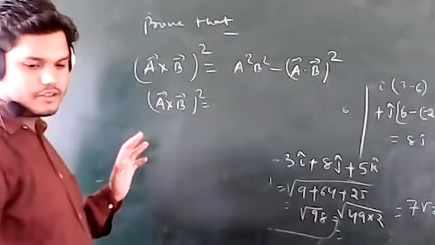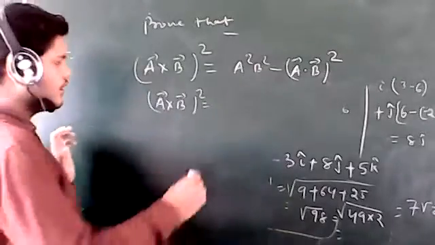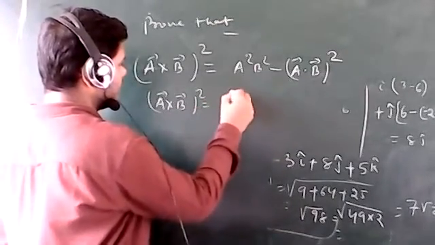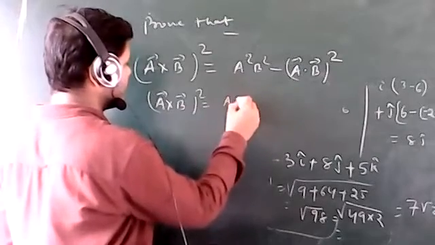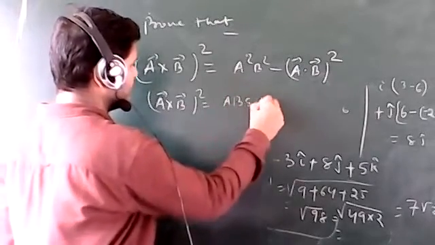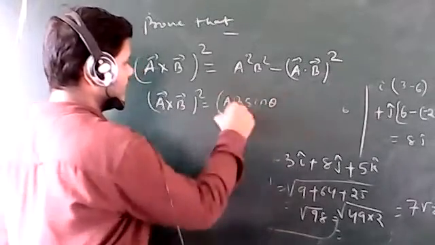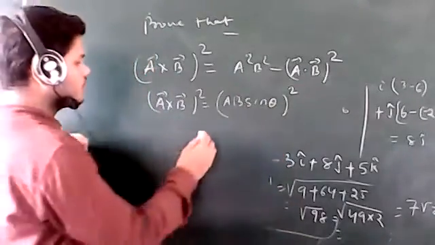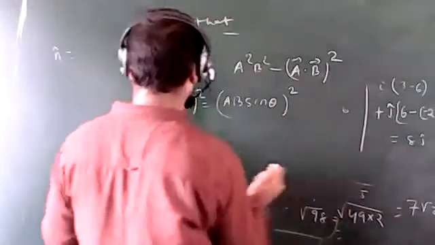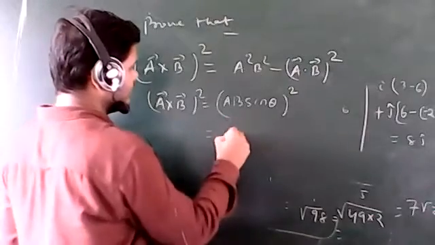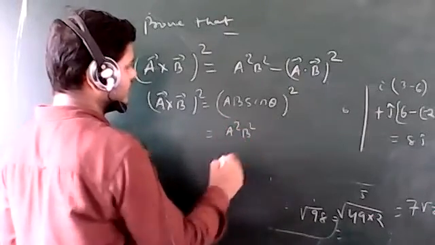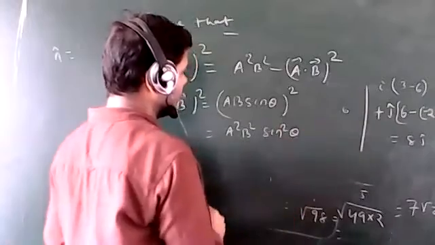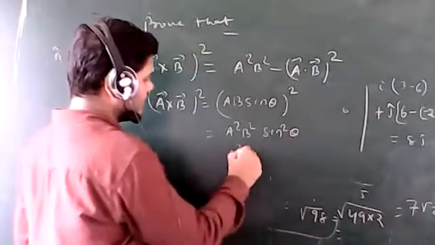What is the formula for A cross B square? If you are writing A cross B square, that means AB sin theta square. Yes or no? So if you are writing AB sin theta square, that means A square B square and sin square theta. Yes or no?